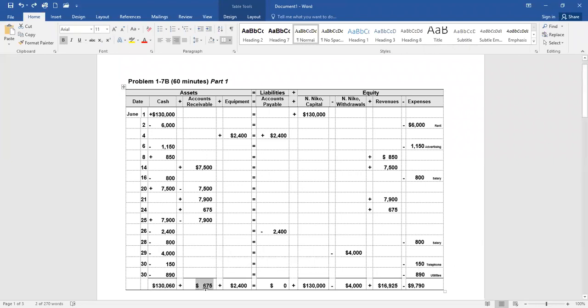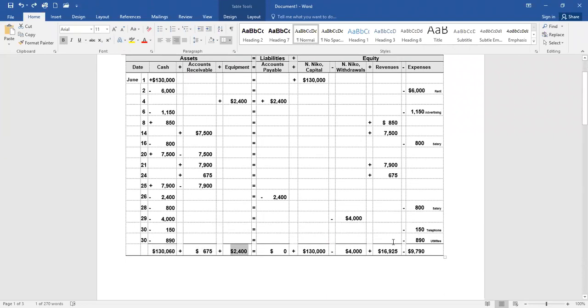The equipment, the only stuff we bought and we still own, costs $2,400. So what we do then is take the $130,060 of cash plus the $675 of accounts receivable plus the $2,400 in equipment. So total assets are $133,135.